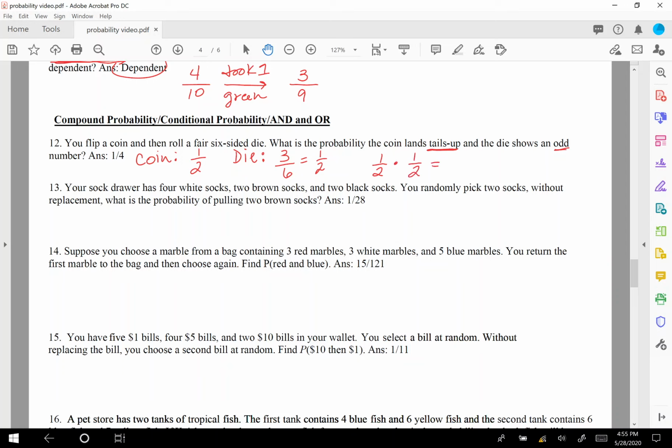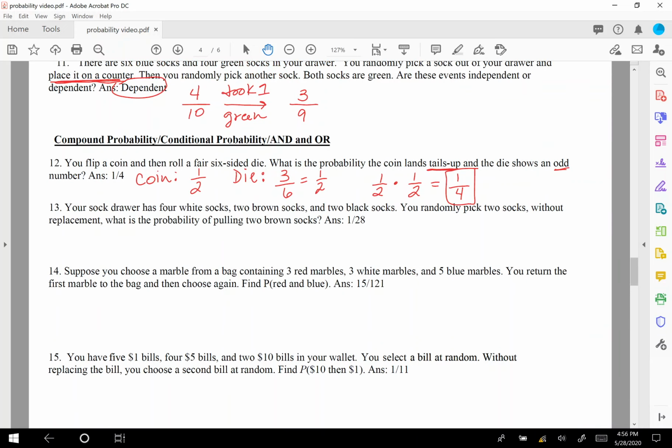1 times 1 is 1, and then you multiply the bottom numbers: 2 times 2 is 4. So the probability of getting a tails and also an odd number is 1 out of 4. You can actually make a chart that shows all the different outcomes for this, and that will show you why you multiply here. But just when you have the 2 events and you see the word and, you're going to be multiplying.